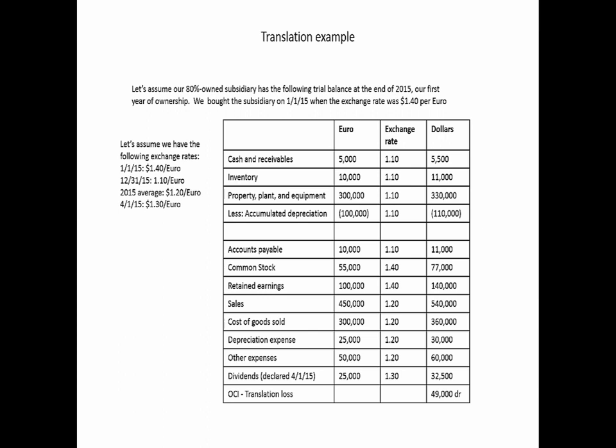So we're going to add, again, this is essentially a plug figure, to make the subsidiary's dollar-denominated trial balance, we add a $49,000 debit, which will be the translation loss. And again, this is part of other comprehensive income.